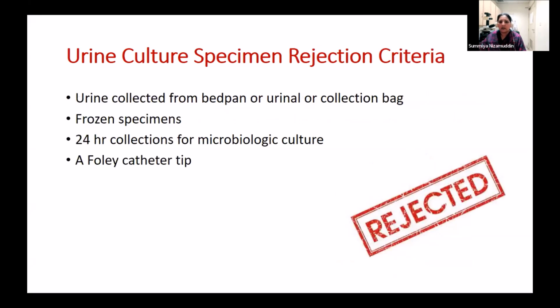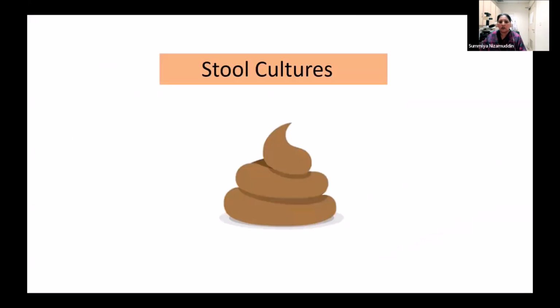Scenarios where we might actually reject a sample: if urine was collected from a bed pan or from a bag, these samples will be rejected. Frozen samples will be rejected. 24-hour collection samples are also not accepted for cultures, and Foley catheter tips are not accepted for cultures. These are also rejected. Stool cultures.